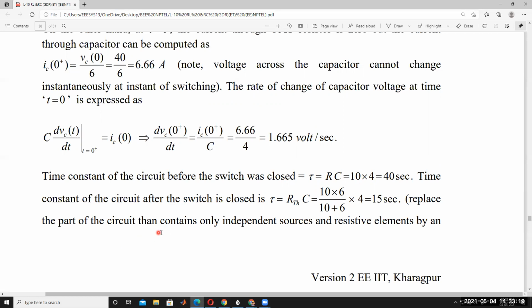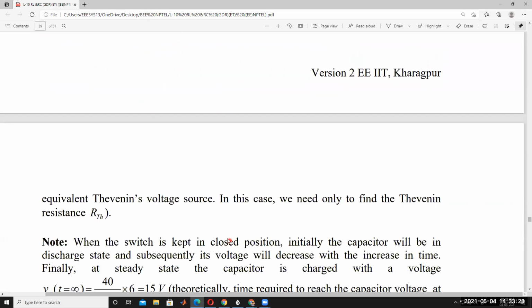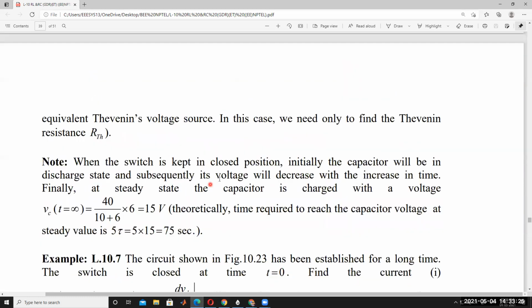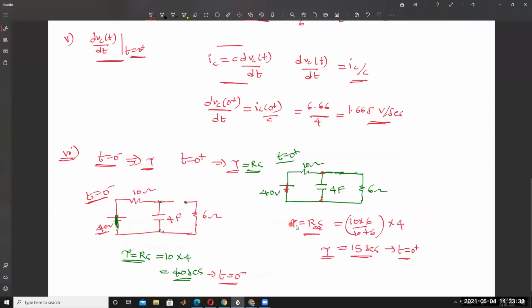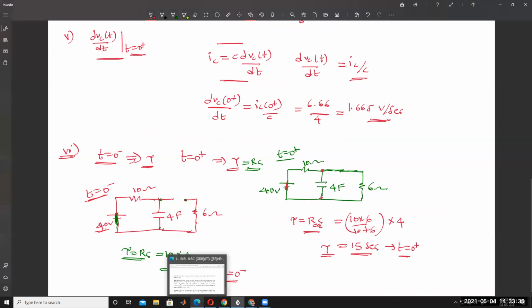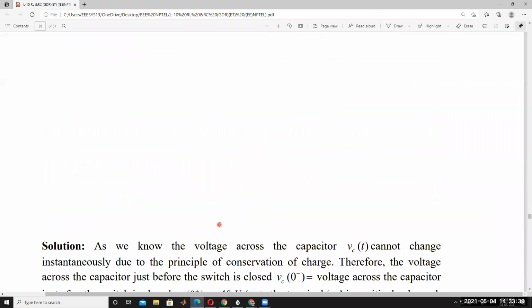Replace the part of the circuit that contains only independent sources and resistive elements by an equivalent Thevenin voltage source. You know well how to find the Thevenin resistance. So that is the time constant of the circuit. Okay, so anything else from this question?